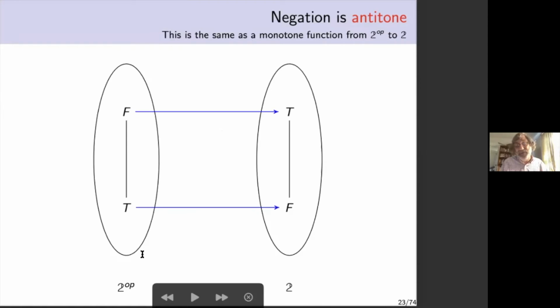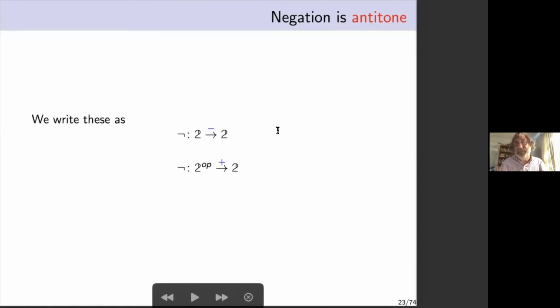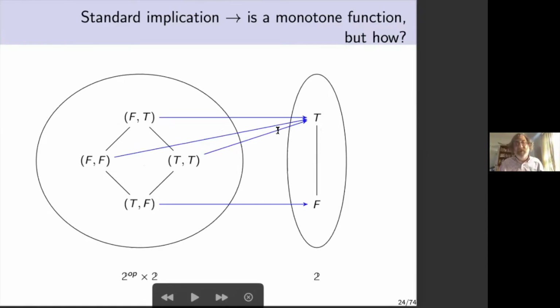So if I go back over to here, now I've flipped the domain from 2 to 2 op, and now it's a monotone function because the ordering here is true less than false, and the ordering here is false less than true. Now here's the arrow. If you think about it as a function from 2 op times 2, one of the 4 that I showed you before, into the Booleans, this is standard material implication. Material implication is a monotone function from 2 op times 2 to 2.